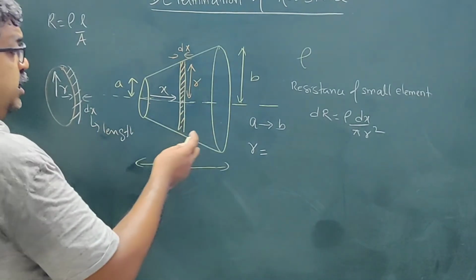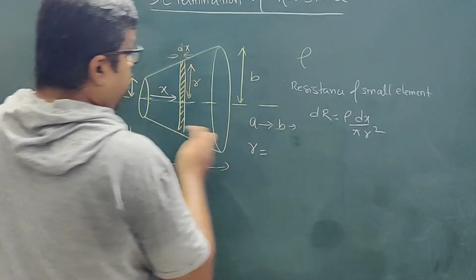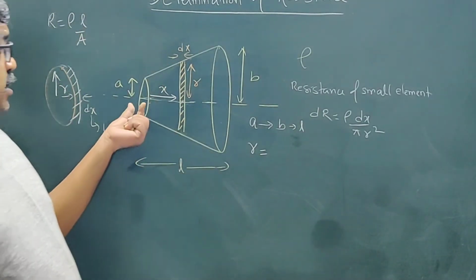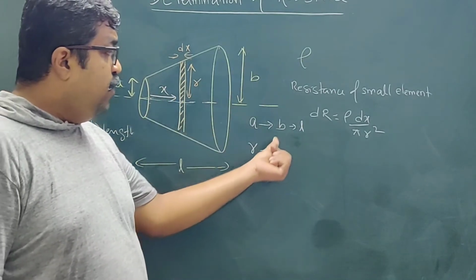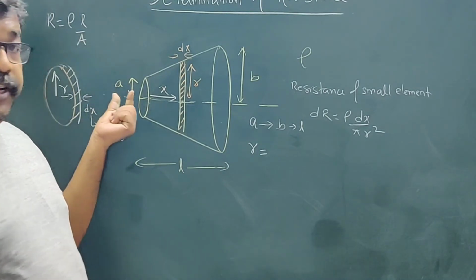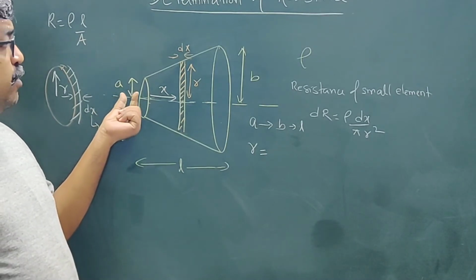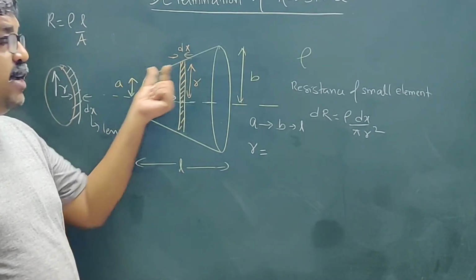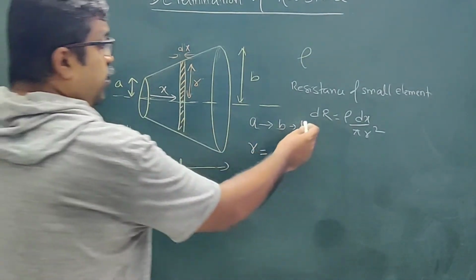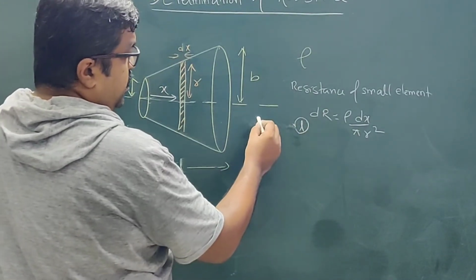The radius changes from A to B when we move through a distance L. So what will be the increment in radius as you move from A to B? It is B minus A. When you move from this end to this end, through a distance L, the increment in radius is B minus A.